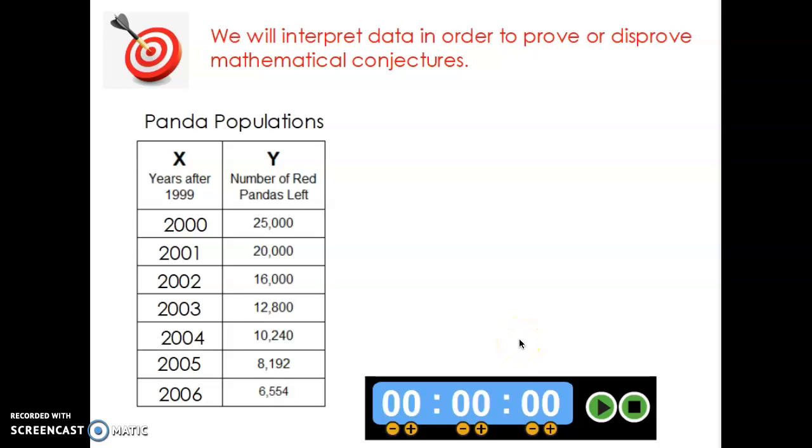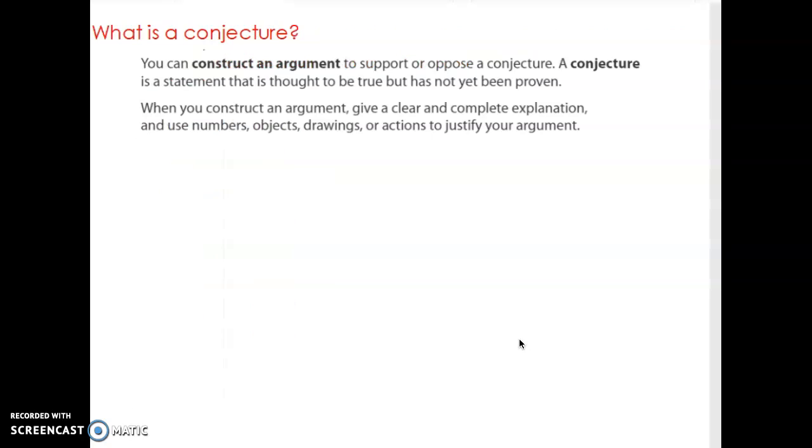I have a feeling you read some of the same things that I read. So you probably noticed that there's a trend that the number of red pandas is decreasing each year. It started out as 25,000 in year 2000, and then in 2006 the number was all the way down to 6,554. So a lot of different things you can notice. You can notice trends using greater than, less than, more, less, similar. So I also noticed that between the years 2000, 2003, 2004, the number seems to be decreasing right around 2000 each year, all the way down to 2006.